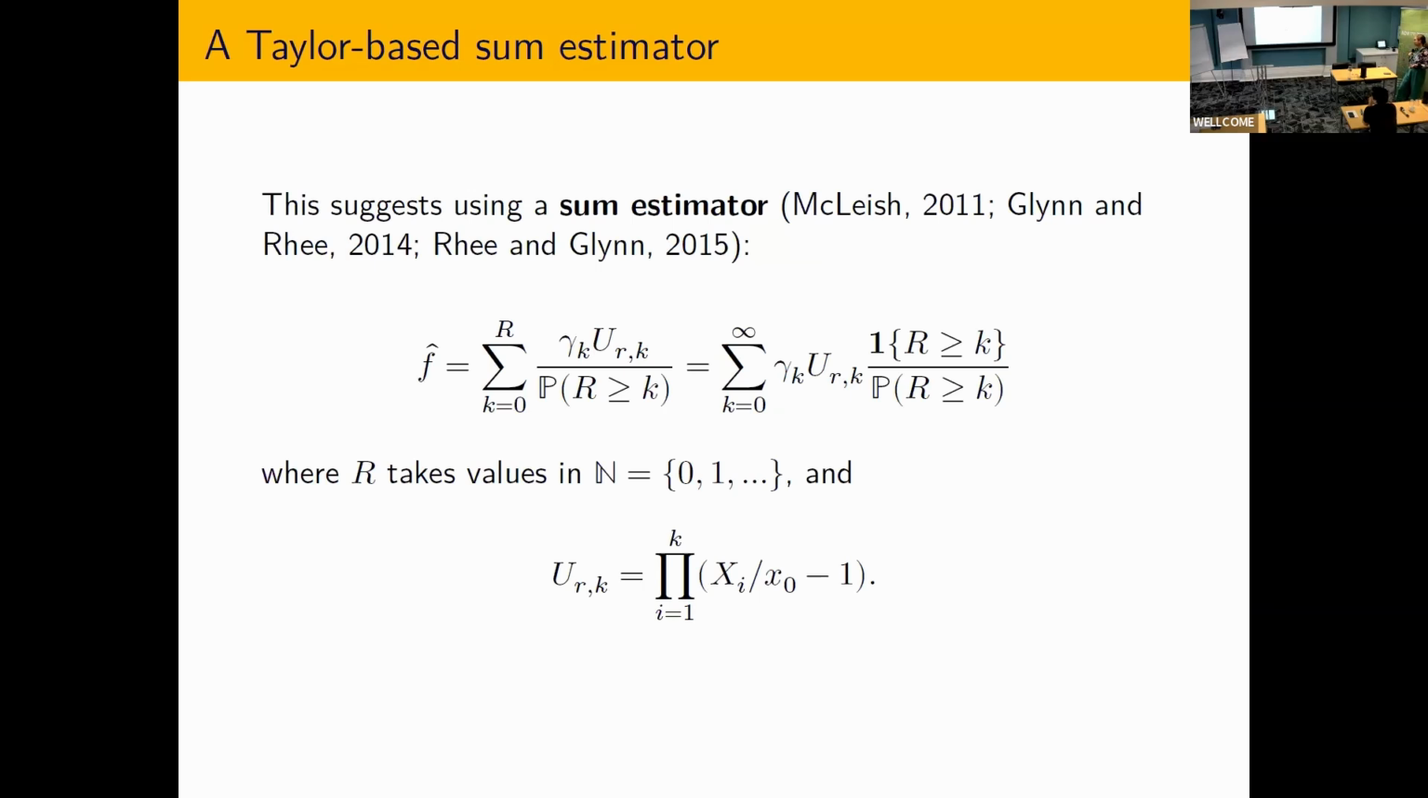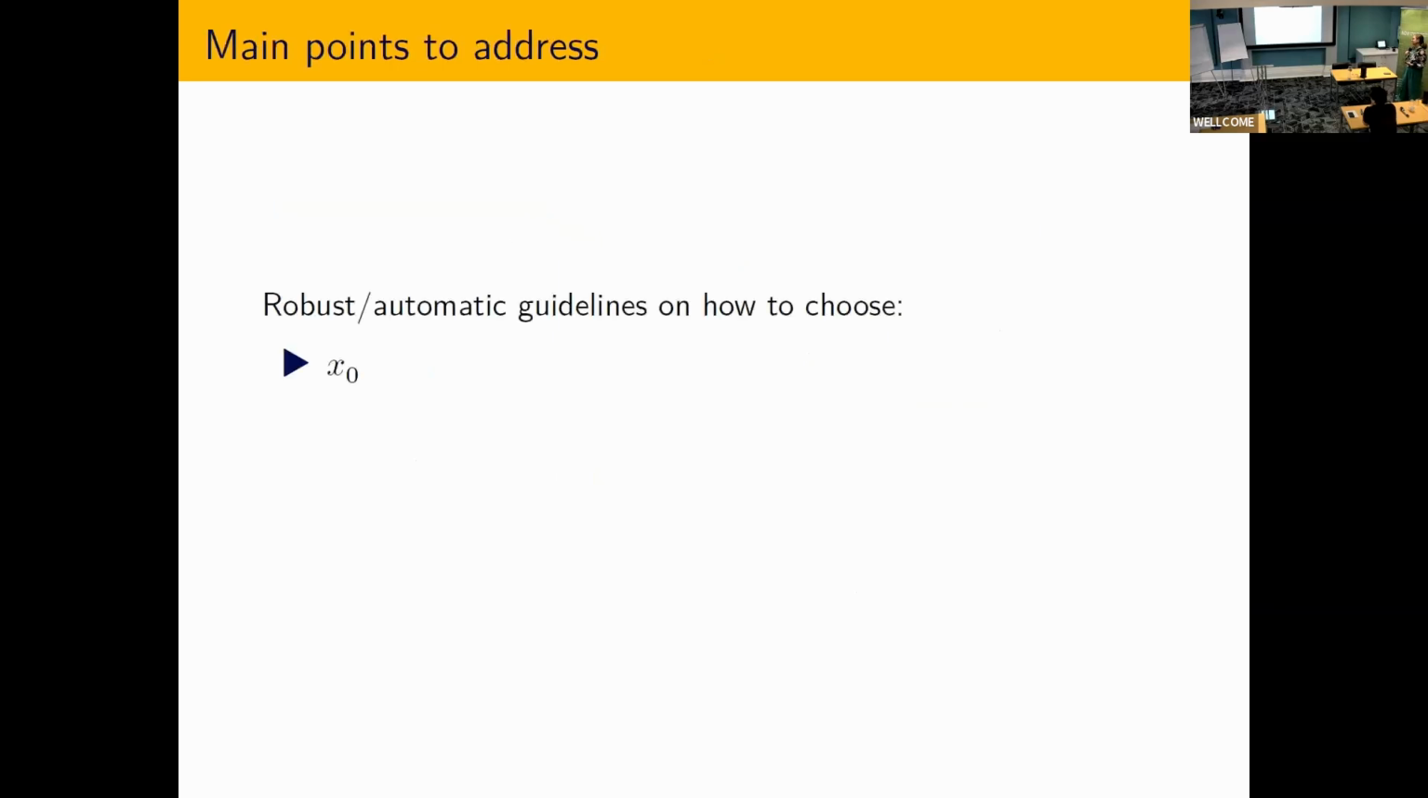So far, so good. It seems that we have an estimator and there is nothing really new under the sun. These types of estimators have been proposed before. What is tricky about this estimator is that we need to pick X0 and it's not entirely clear what conditions X0 needs to satisfy for this to work. Then we need to pick the distribution of R and the form of the U_R,K's.